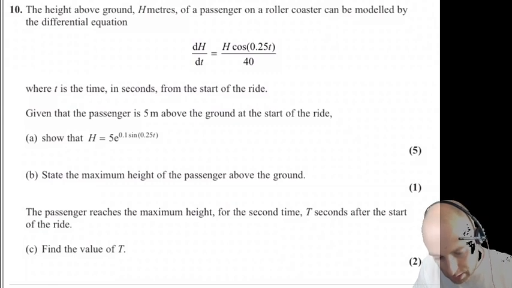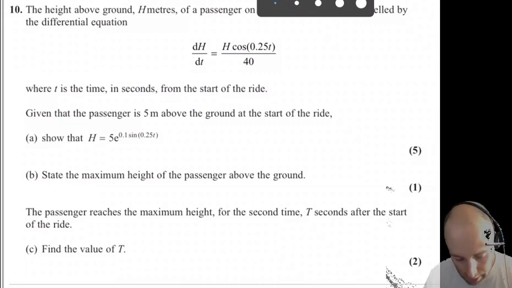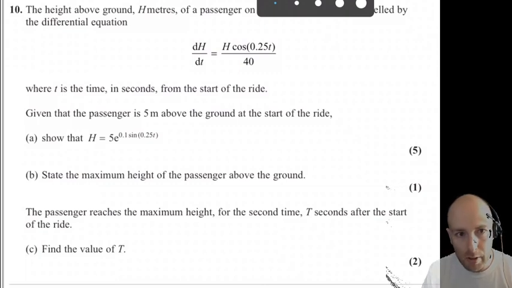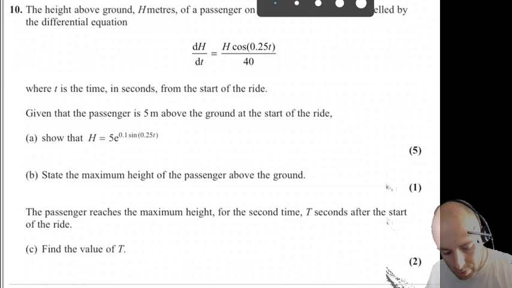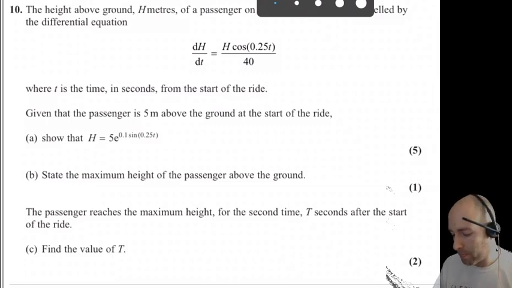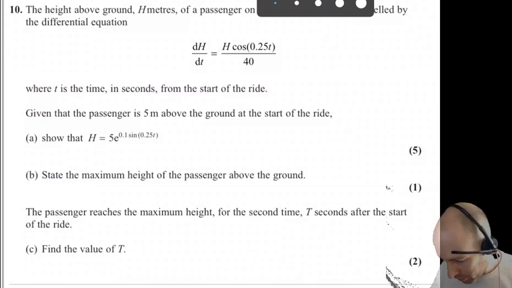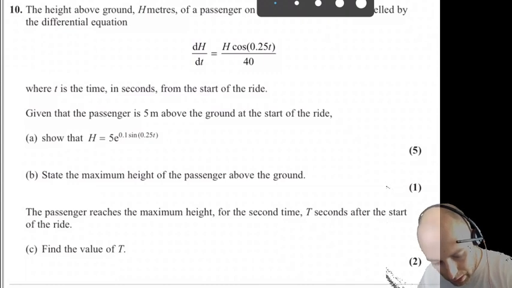So it looks like a quotient rule, but it's not because 40 isn't a function. So this is just a standard derivative or standard integral. So we want to separate our variables, integrate each side, and find h. Going to check Emerald's working as well.